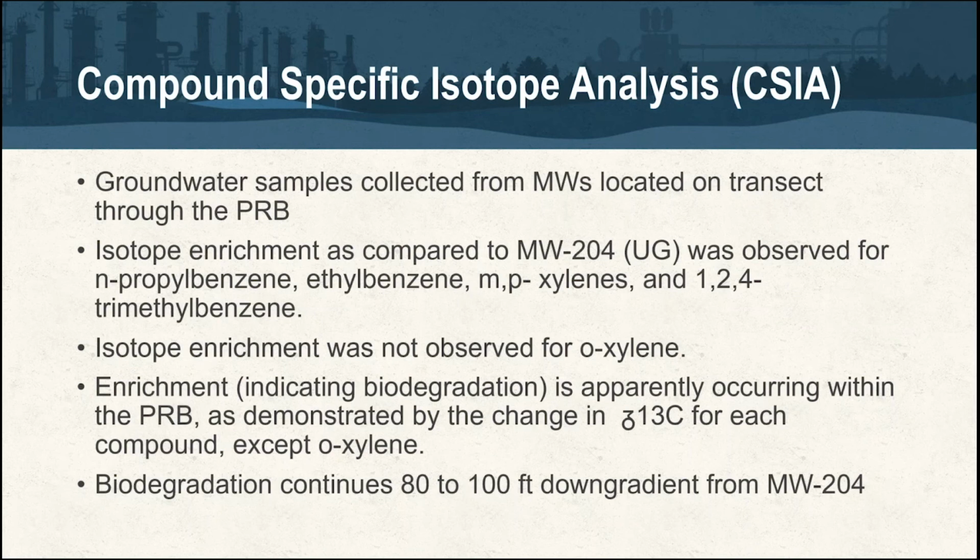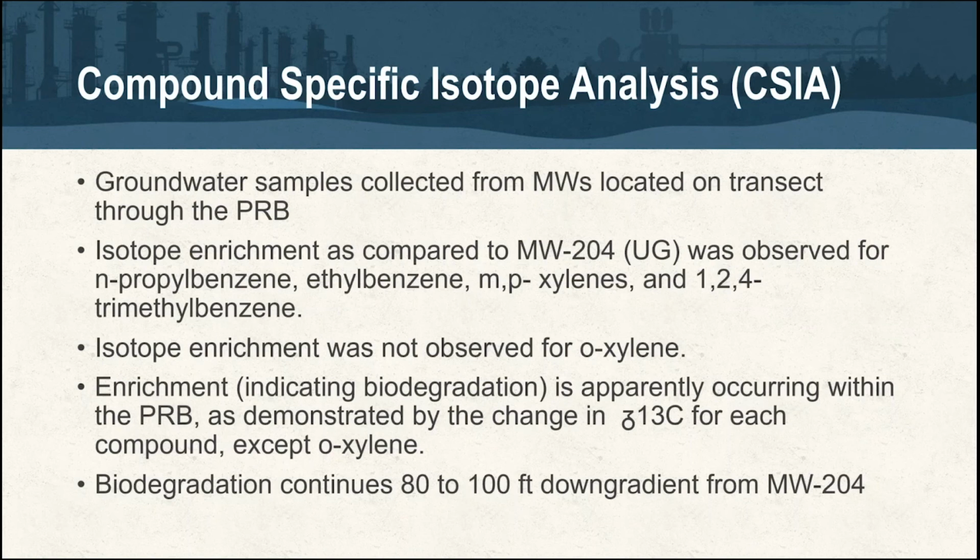So I'll wrap up here with this slide. I mentioned CSIA being used on one of our projects, and we've got some other projects in the hopper where it's going to be used. They collected samples along the center line through the PRB down through the plume, and determined that there was isotope enrichment compared to the up gradient well, MW204, for n-propylbenzene, ethylbenzene, m,p-xylenes, and 1,2,4-trimethylbenzene. The only outlier was that there was not enrichment for o-xylene.